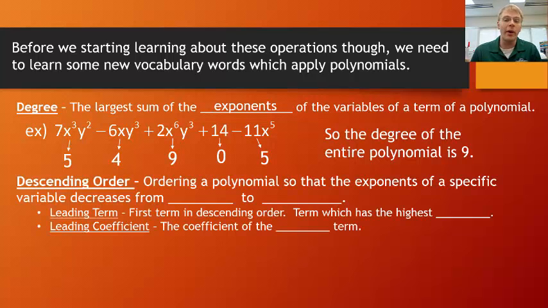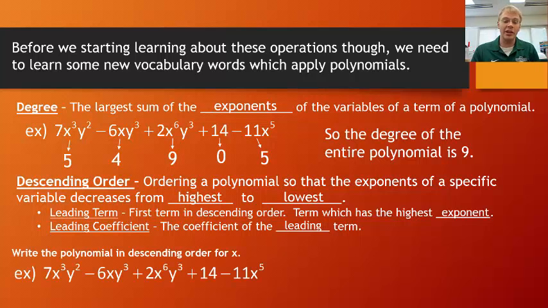We also need to be aware of ordering our terms, and specifically the order we're going to use most often is descending order. This means ordering a polynomial so that the exponents of a specific variable decrease from highest to lowest, hence the term descending, right? This is going to give us a leading term, and the leading term is the first term in our descending order. It's the term which has the highest exponent of that variable. The leading coefficient, surprise, is the coefficient of the leading term.